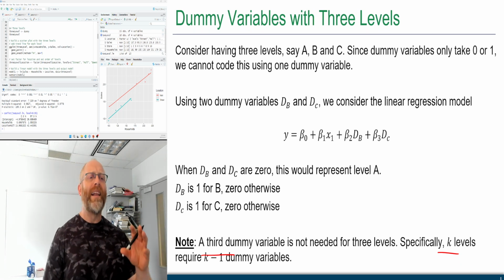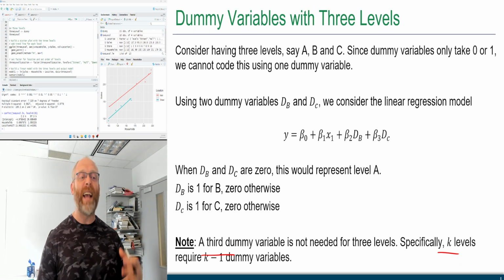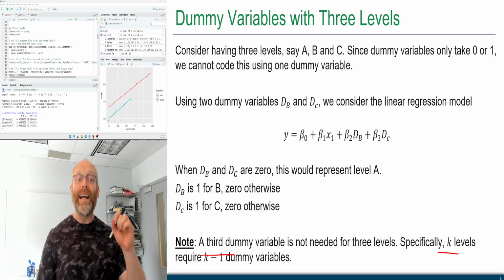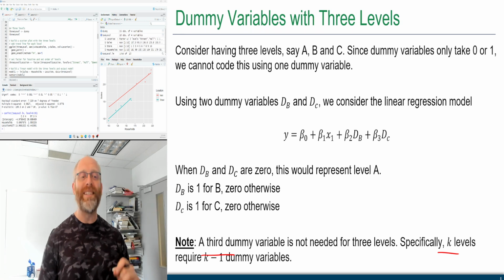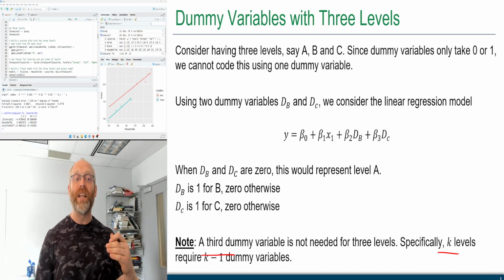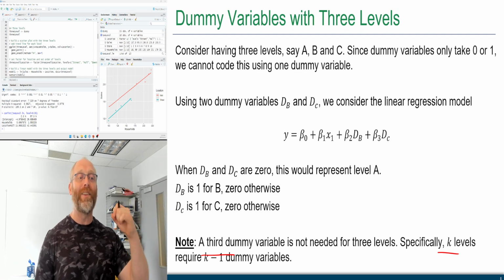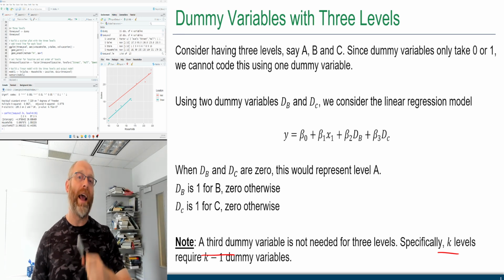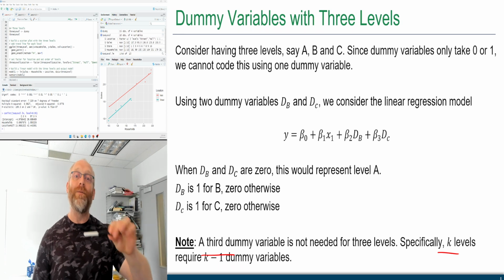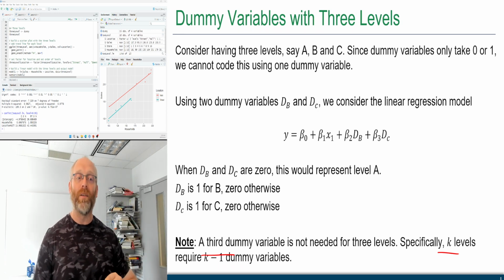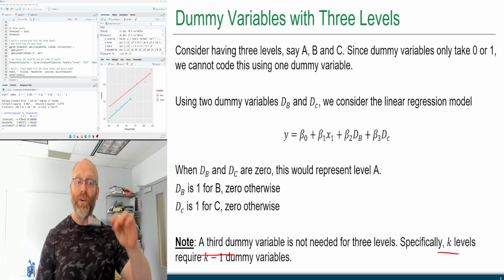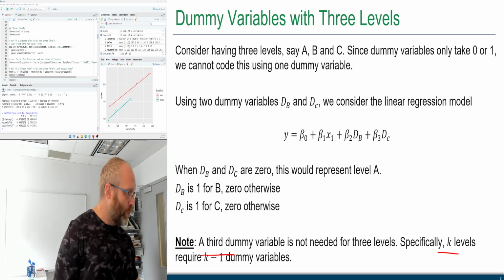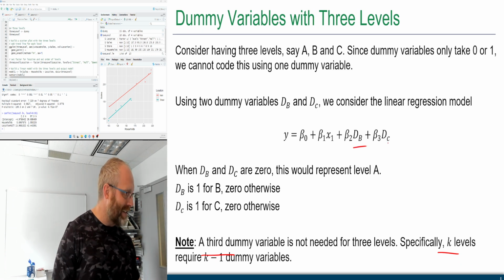So this time around, let's consider having three levels, and we'll call those levels A, B, and C. Since, again, the dummy variable can only take 0 or 1, we need to add two dummy variables into our model. We're going to order the levels. The first level will be A, the second level will be B, and the third level will be C. So I'm going to add in exactly the same way we did beforehand. We added in not the first level, but the second level into our model. So we're going to add not the first, but the second and the third. So we're going to say D sub B and D sub C.